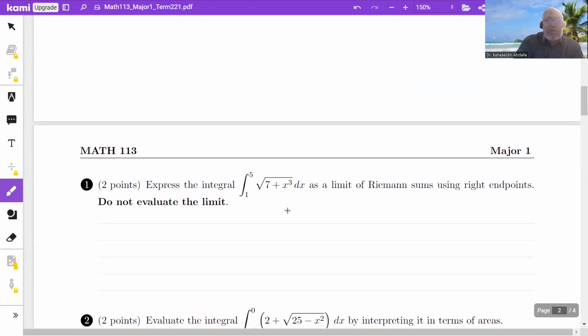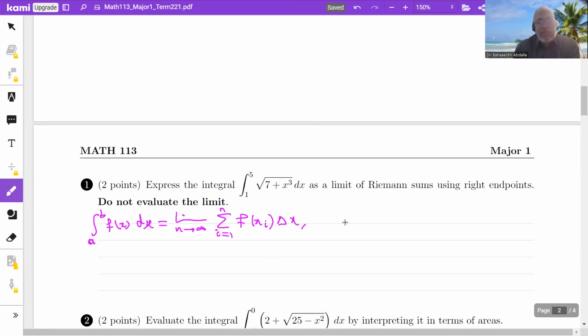First question, express the integral as a limit of Riemann sum using right endpoints. Do not evaluate the limit. So the definition of the definite integral says the integral from a to b of f of x dx is equal to the limit when n goes to infinity of the summation i from 1 to n of f of x i delta x. That's the definition of the definite integral, where delta x is (b minus a) over n.